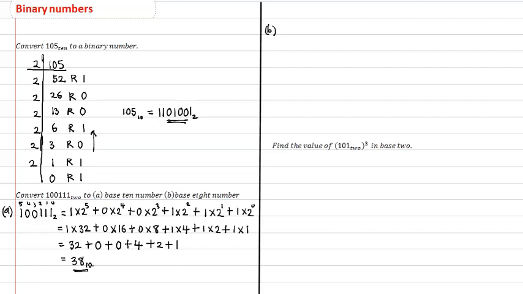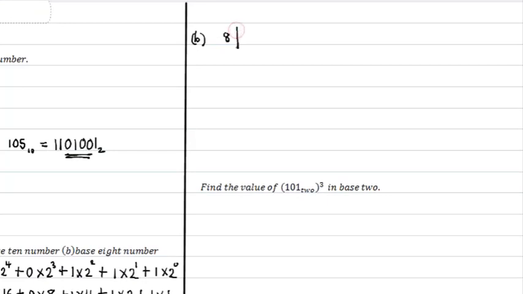Since we've already converted to base 10, you can just use this answer directly to solve for this B part. So from here we're going to convert 38 base 10 to base 8. Okay, so now 38 divided by 8 will give us 4 remainder 7. Remember, 38 divided by 8, if you use your calculator, it will give you 4.75. So we'll take this 4.